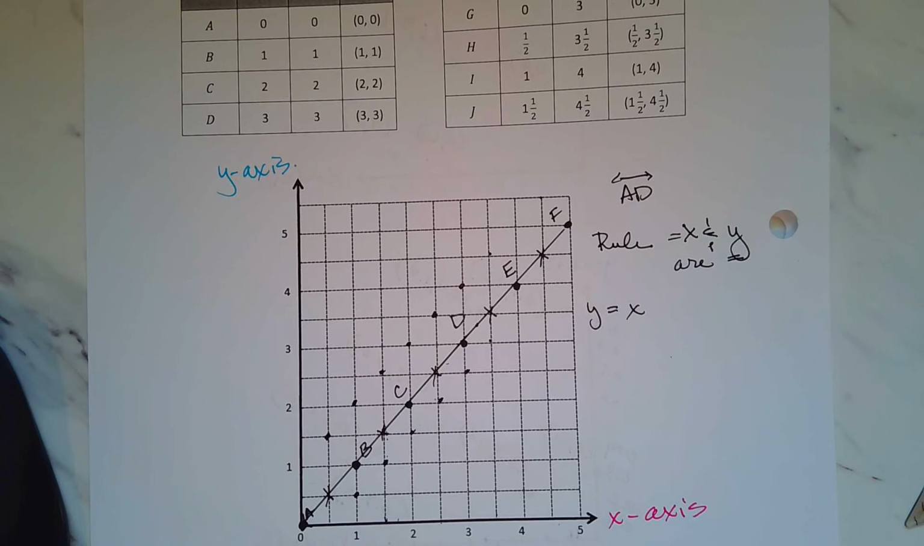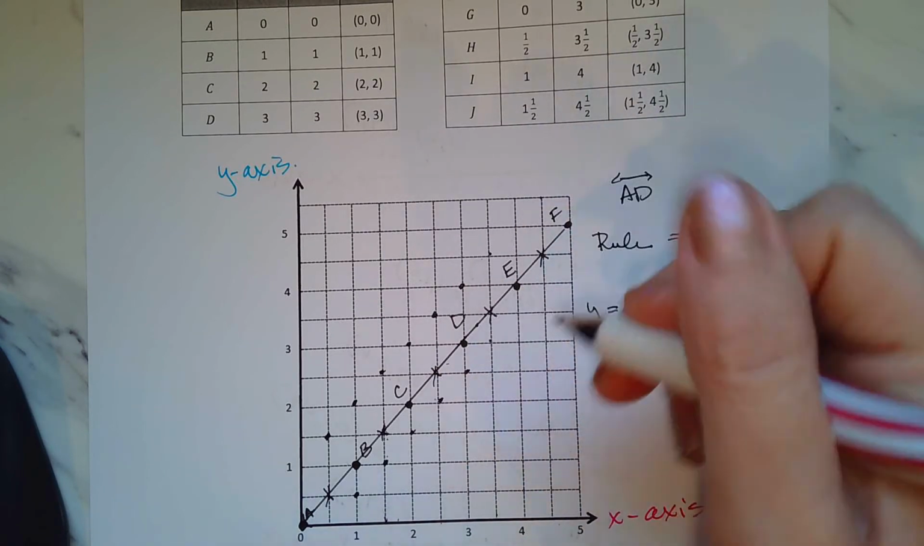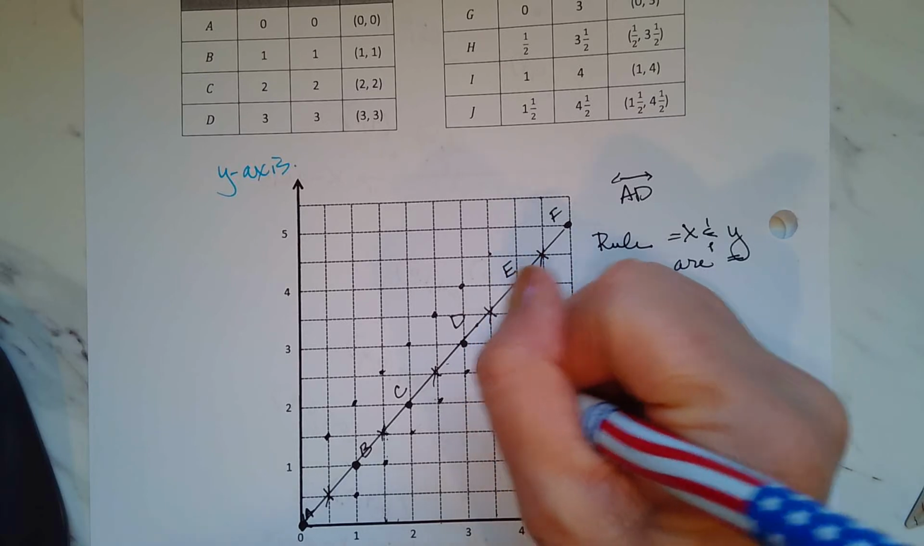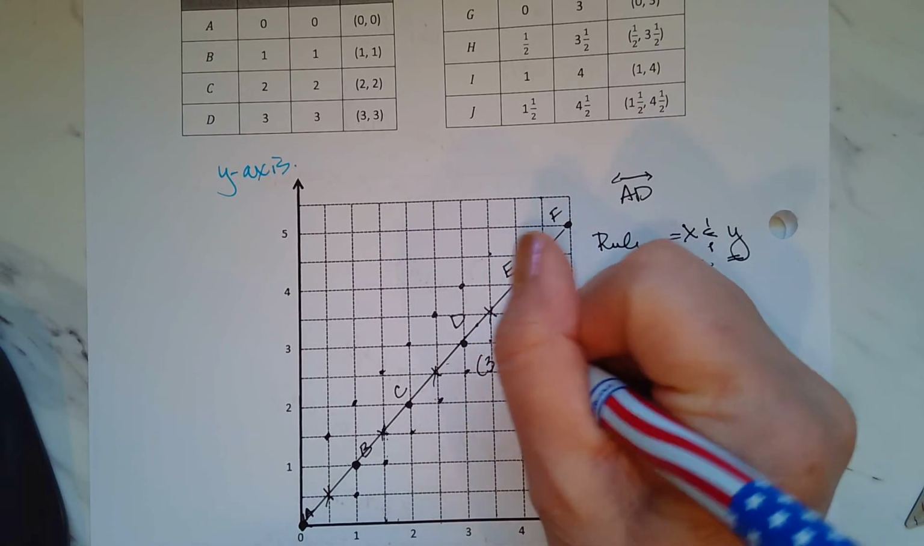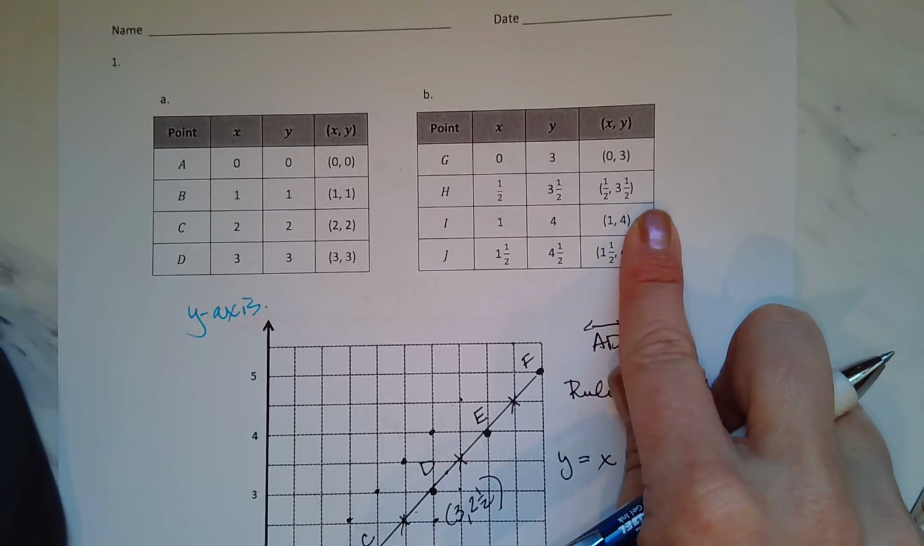Just give me a coordinate pair of a point that would not fall on AD. So what is a coordinate pair that would not fall on line AD? Well, 3 and 2.5 would not fall on that line. All right, so now let's look at this chart here.